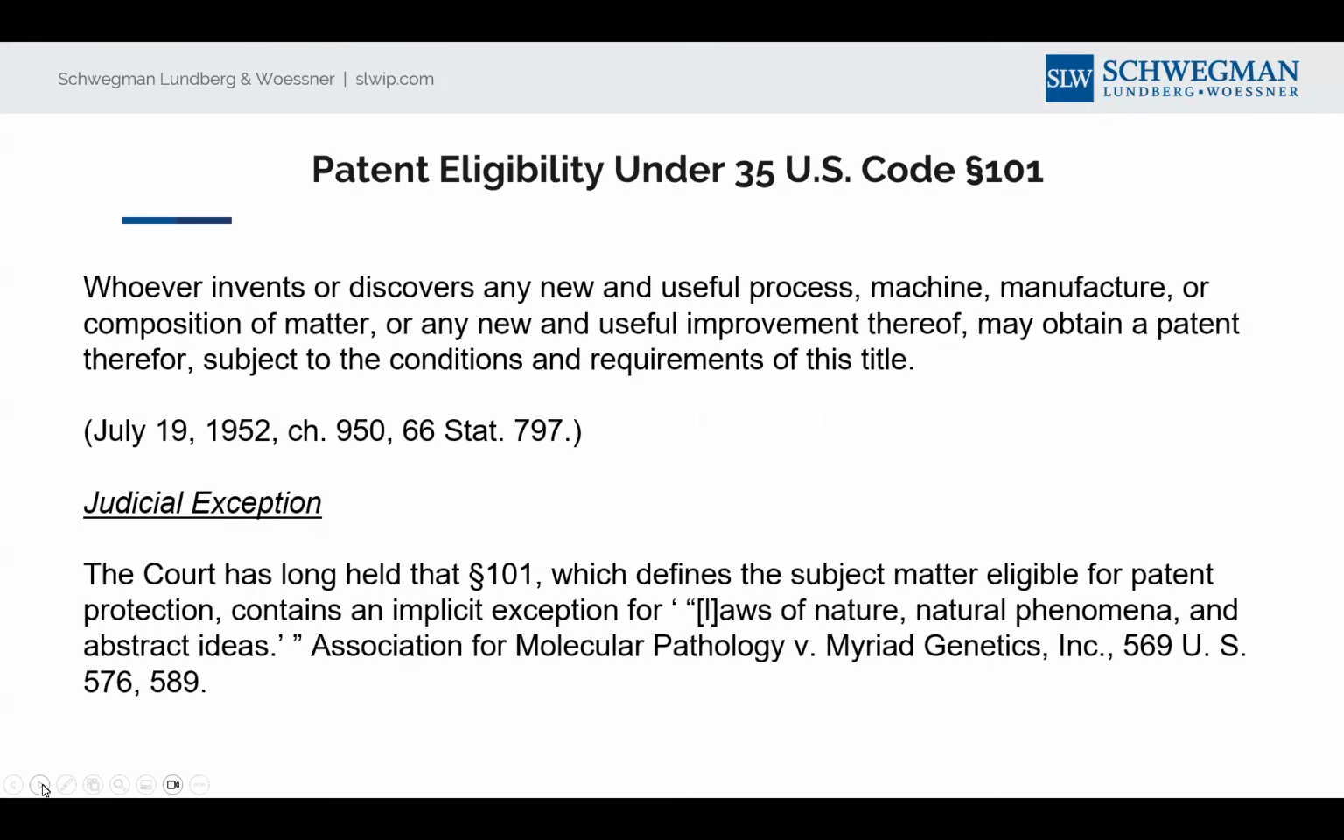So the second part of 101 that I'd like to talk about, and we see this very regularly in patent applications in this space, is the judicial exception. The Supreme Court found that there's an implicit exception for what is eligible to become a patent, the type of subject matter that's eligible to become a patent. And it excludes laws of nature, natural phenomena, and abstract ideas.